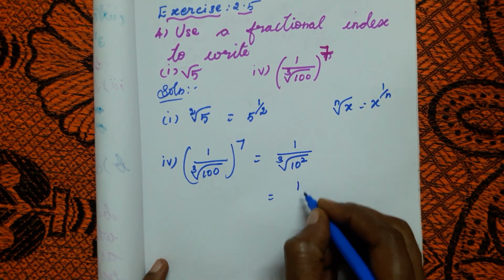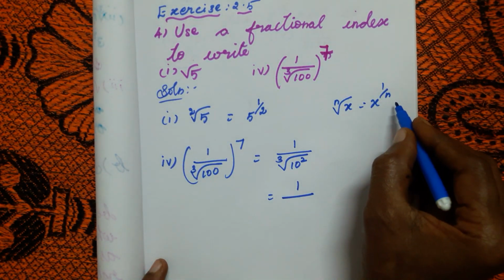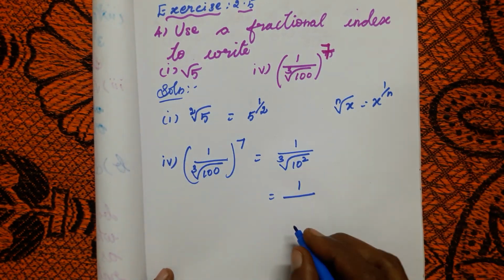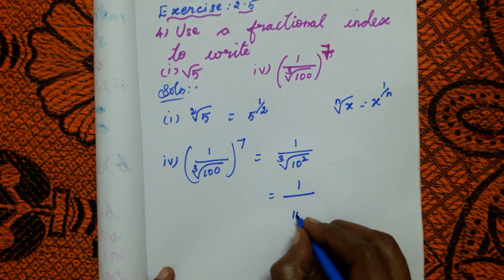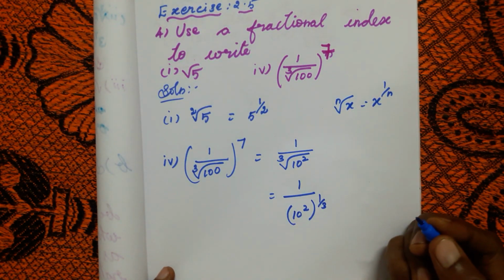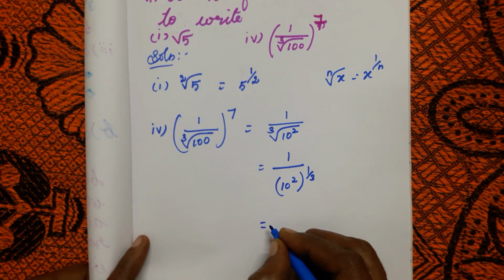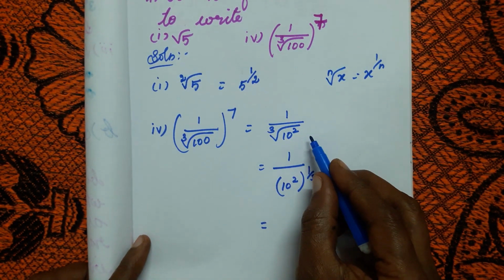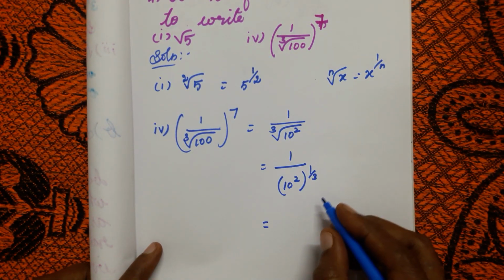Again, nth root of x is equal to x power 1 by n. This cube root of 10 square is equal to 10 square the whole power 1 by 3. Can you understand this? 100 means 10 square. Next, cube root of 10 square is equal to 10 square the whole power 1 by 3.